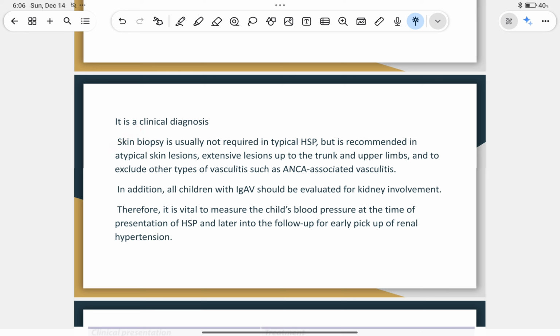In addition, every patient with IgA vasculitis should be screened for kidney involvement, because our main concern is the kidney. 5% of the children go to CKD. That means out of 100, 5 children land in CKD. That's why you have to measure blood pressure every time and do urine routine microscopy every time, for at least 1 month. For the first 4 weeks, daily you have to do urine routine microscopy along with BP check.